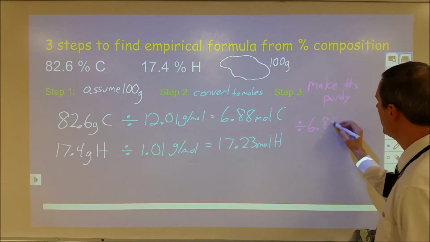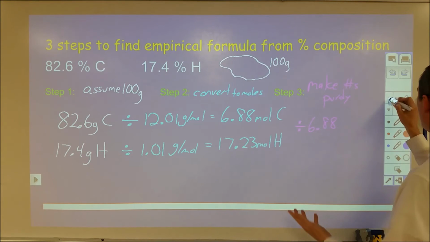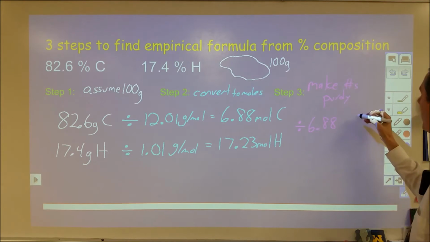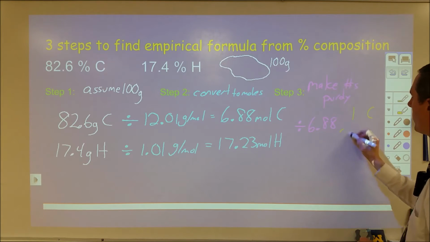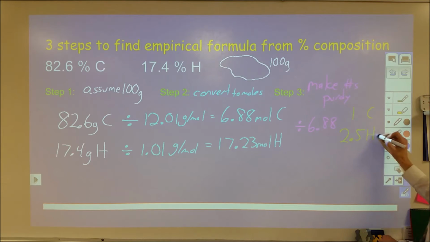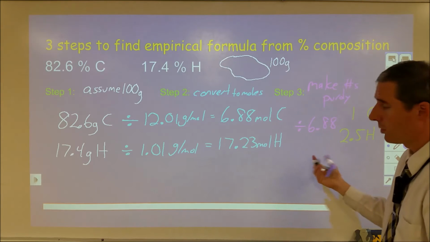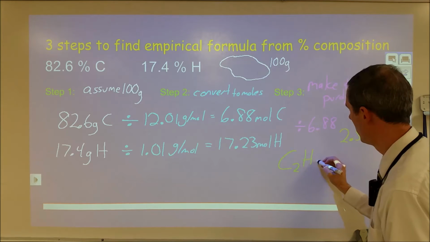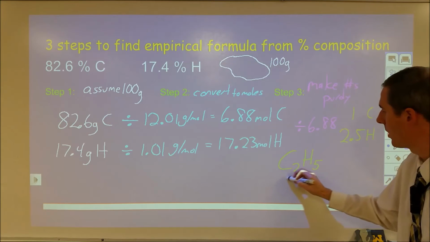And what that's going to do is that's going to keep your ratio of carbon to hydrogen the same, but it's going to change the numbers from being in these decimal forms to being something that's hopefully a little more integer. So 6.88 divided by 6.88 is 1 for carbon, and 17.23 divided by 6.88 is going to be 2.5 for hydrogen. So now we know that for every 1 carbon we have 2.5 hydrogens, which of course we don't want halves. So we're going to double both numbers, so we're still in the same ratio. Our empirical formula would be C2H5.